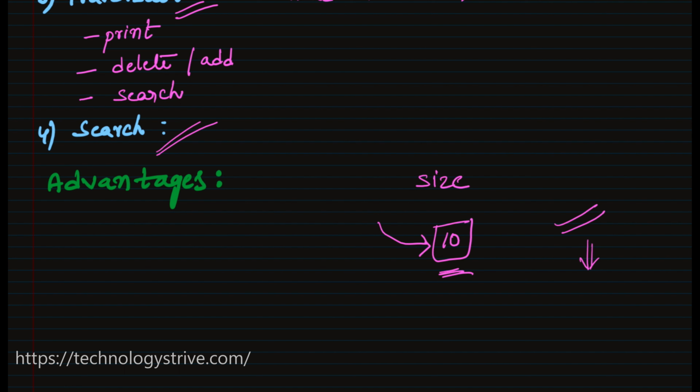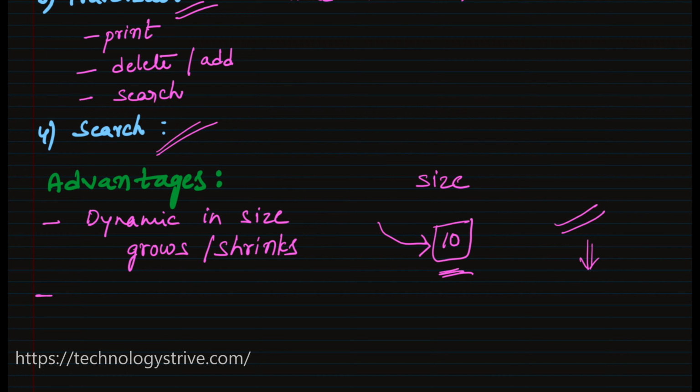It's not like arrays. Arrays are fixed in size, that is the biggest disadvantage. But linked list is dynamic in size. So the first advantage is that it is a dynamic data structure, which means it grows or shrinks easily.